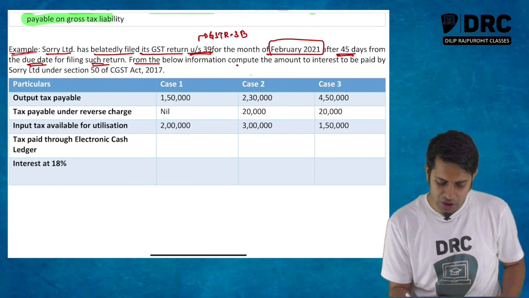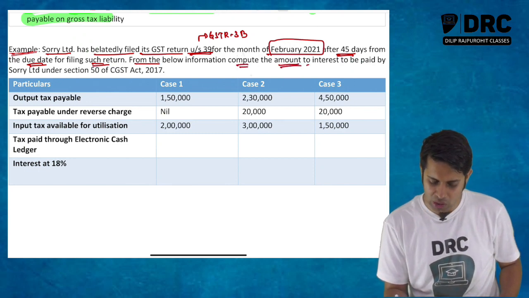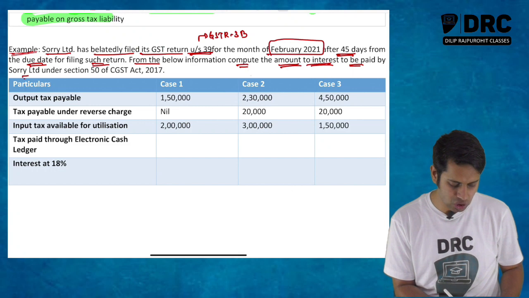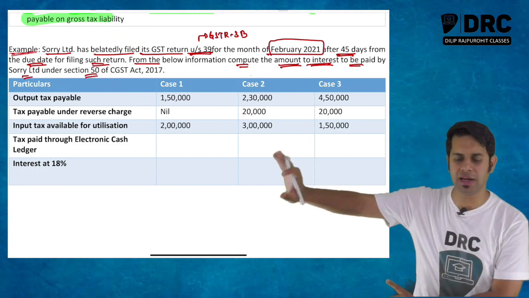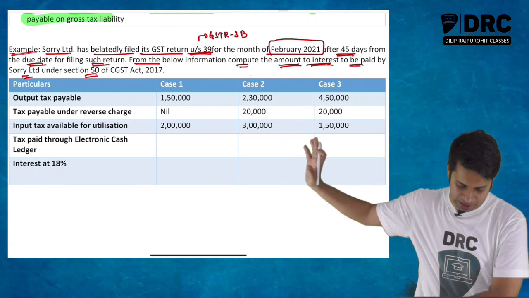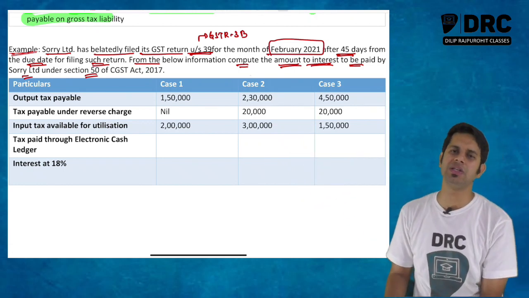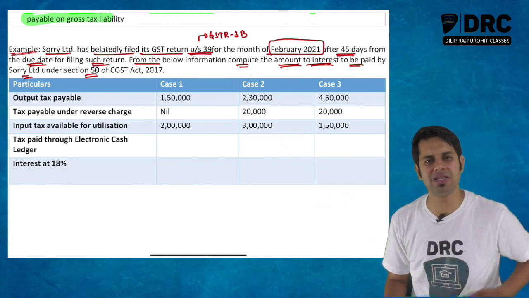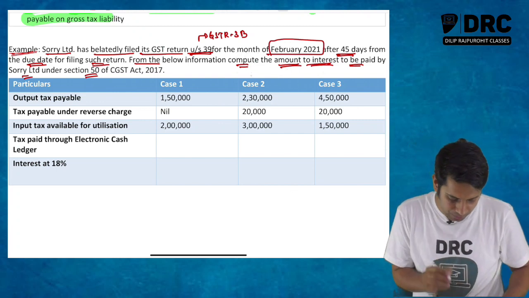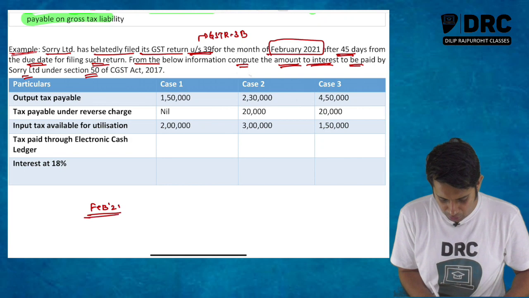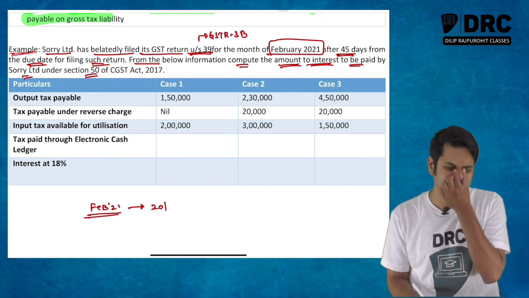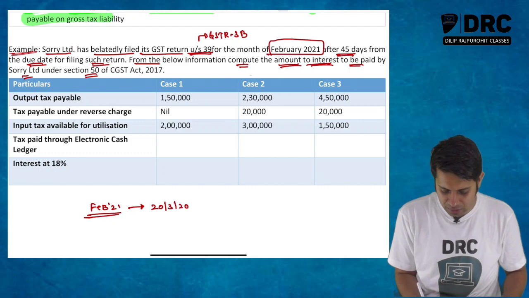From the below information, compute the amount of interest to be paid by Sorry Limited under section 50 in each of the independent cases. There are three different cases given: case number 1, case number 2 and case number 3. In each of these cases, what is the interest payable by Sorry Limited? Now, for the month of February 21, what is the due date to make the payment of taxes? Sir, it is 20th of March 2021.